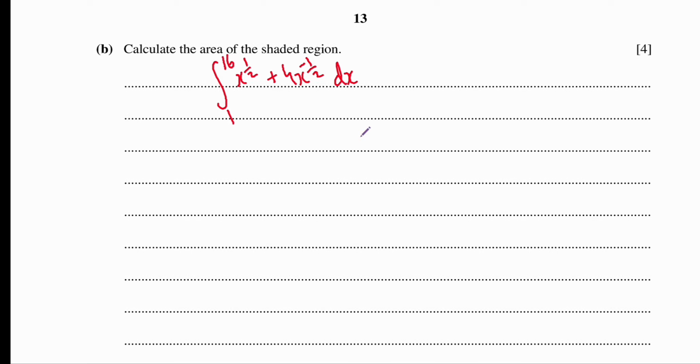So what will we get? We use the reverse power rule. So we have x to the half, so we add 1 now. So we have x to the power 3 over 2. And we divide by 3 over 2. Well, dividing by a fraction means multiplying by the reciprocal, so that becomes 2 over 3. Plus 4x to the negative a half, and then we add 1 again, so it becomes positive a half. And then dividing by a half is like multiplying by 2, so that's times 2. And then, of course, between 16 and 1.